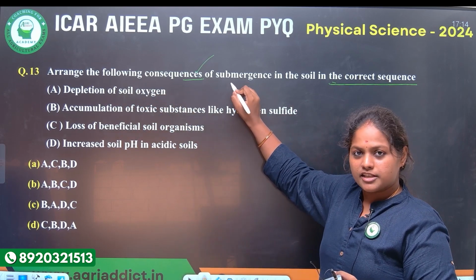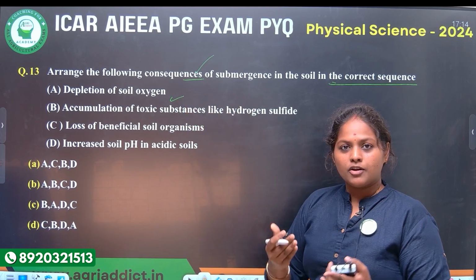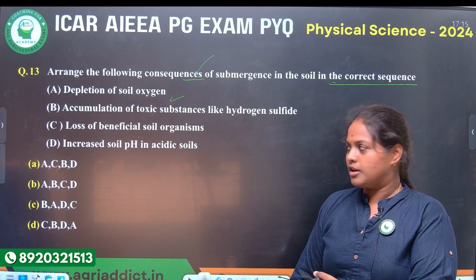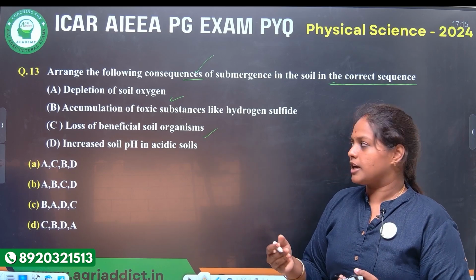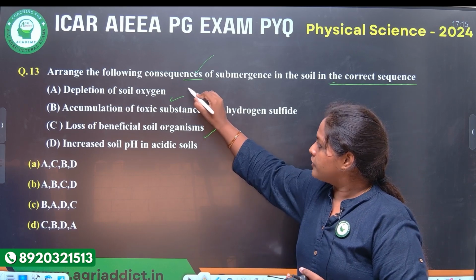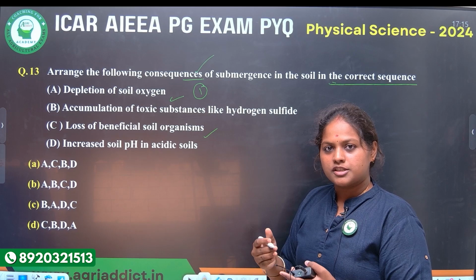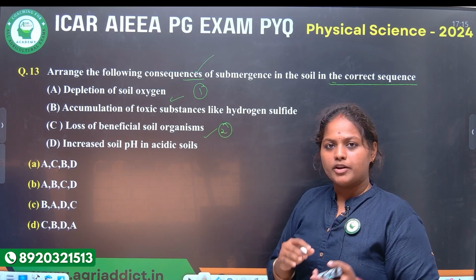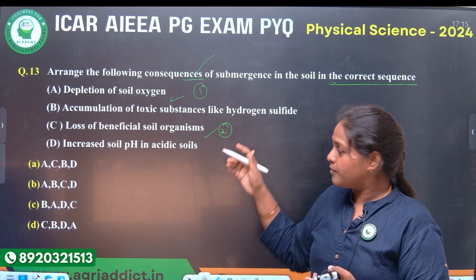When the soil is getting submerged, first of all oxygen will be depleted. Whenever oxygen is lowered, what happens to the biota present in the soil? They will be lost due to their decreased activity. So first one is depletion of oxygen. Then due to oxygen, survival of organisms will be different. Then when organisms are getting died one by one, some toxic substances will be accumulated.